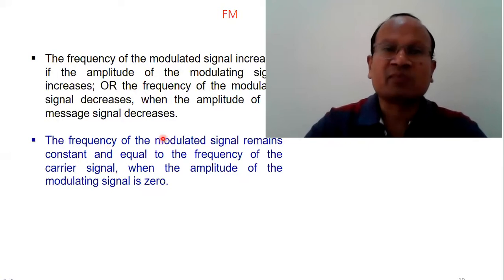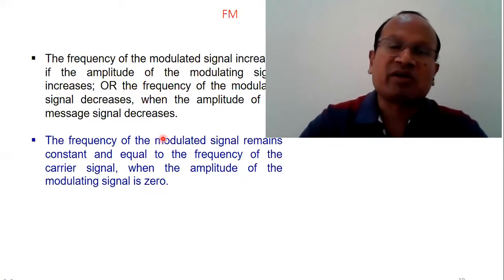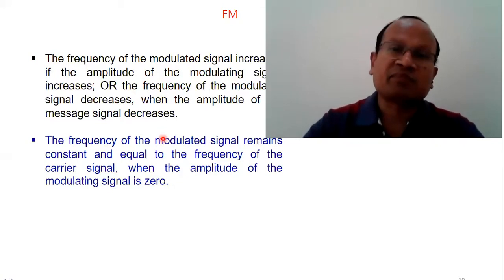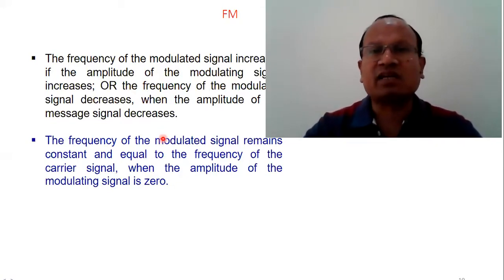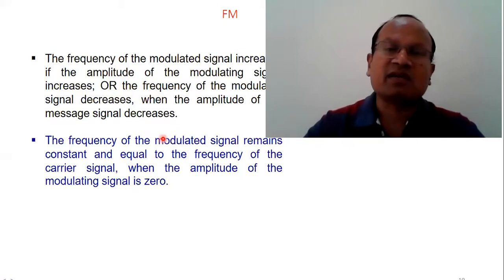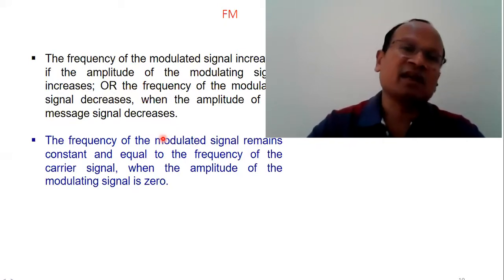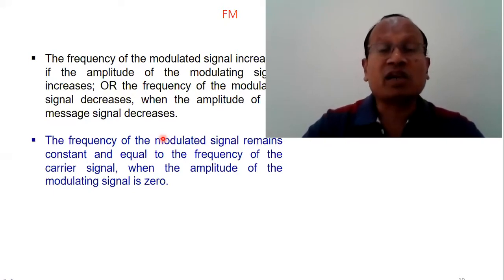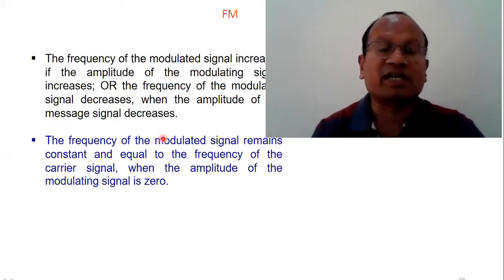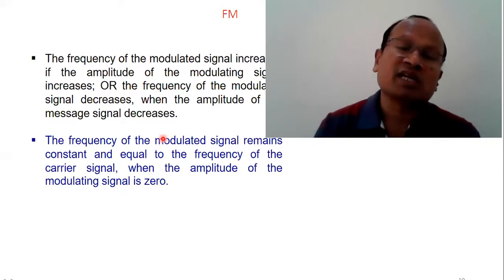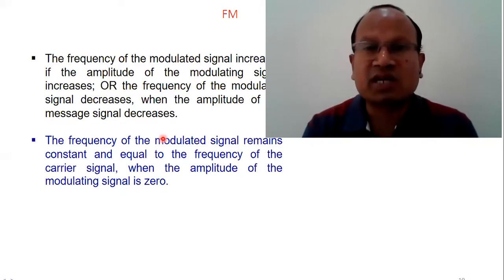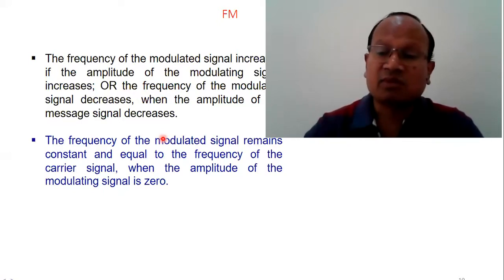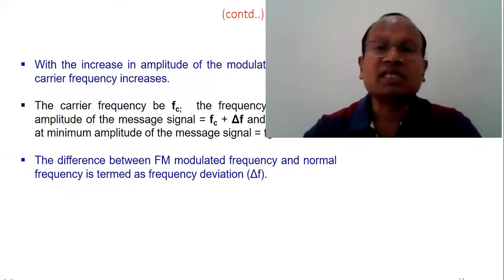It means when the amplitude of the modulating signal does not change, the frequency of the FM signal, or the frequency of the modulated carrier signal, will not change, will remain constant, will remain the frequency of the unmodulated carrier when there is no change in the amplitude or instantaneous value of the modulating signal. So what is needed is that the modulating signal amplitude must change.